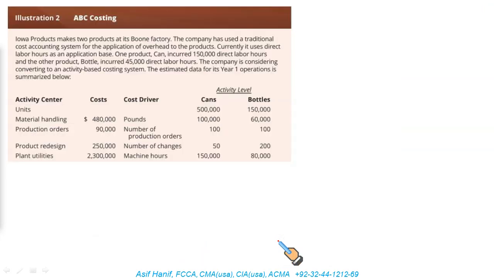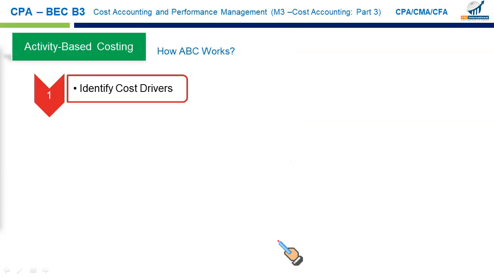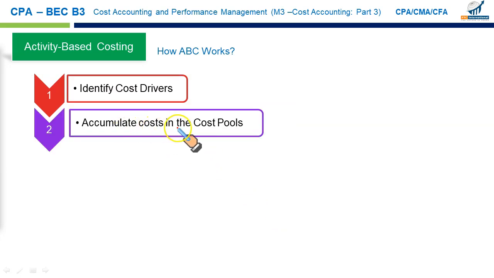Now let us redo this question using ABC and see how the overhead cost per can varies when we use activity-based costing. So let us follow the step-by-step approach. The first step is to identify cost drivers and accumulate cost in different cost pools based upon these drivers. So let us apply these two steps in the question.